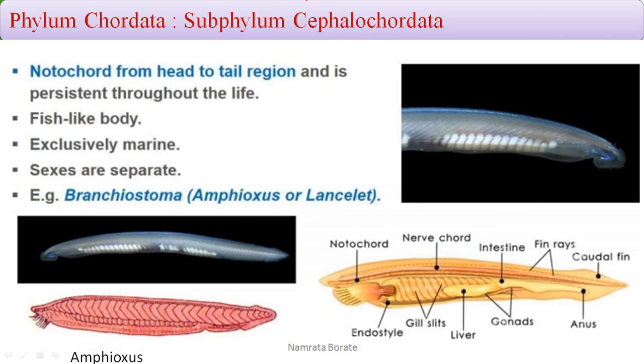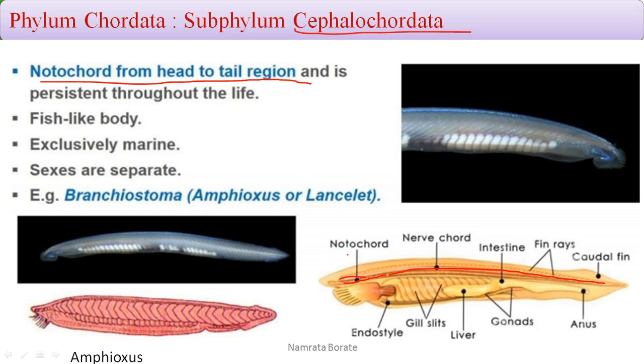Next, the second subphylum is Cephalochordata. In cephalochordates, the notochord is present from the head region to the tail region. So you can see this is the notochord, which starts from the head region and extends up to the tail region.